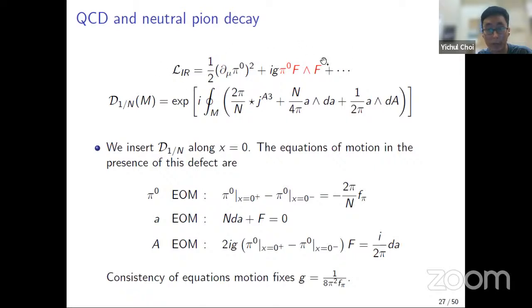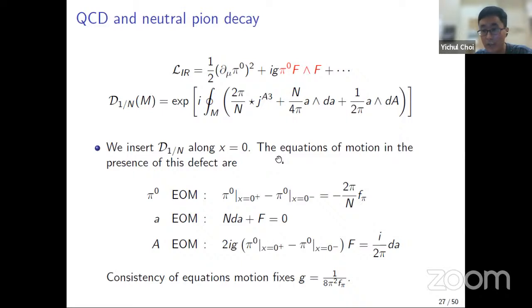Here was our pion Lagrangian. In particular, we expect this D1 over N operator slash defect to be realized in the IR pion Lagrangian. And for this D1 over N defect to be a consistent defect in the IR theory, the equations of motion in the presence of this defect should be consistent with each other. Let's check that. So I'm going to insert this D1 over N defect along the x equals zero locus.